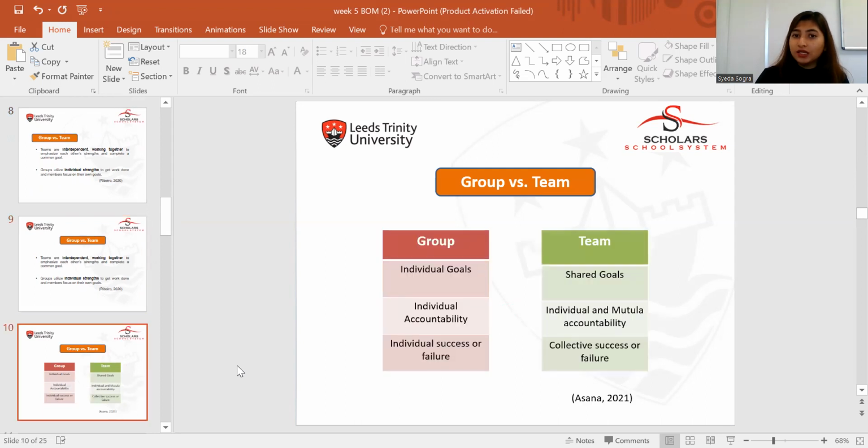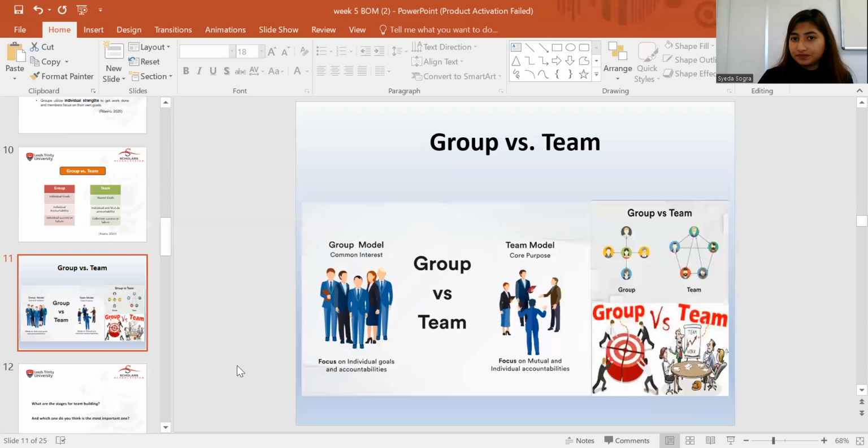Here is the difference between group and team. Groups have individual goals, individual accountability, and individual success or failure. Whereas teams have shared goals, individual and mutual accountability, collective success or failure.